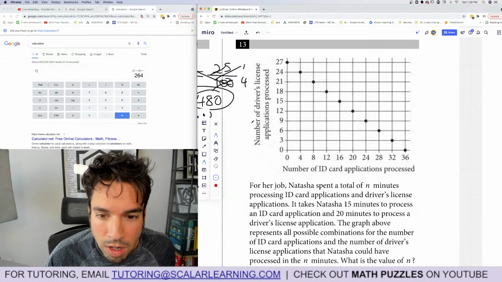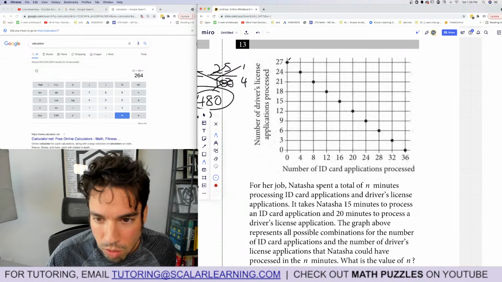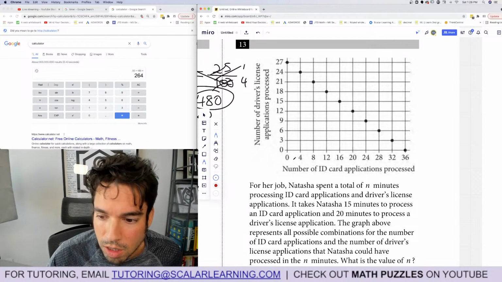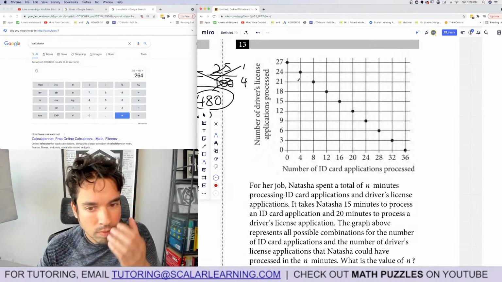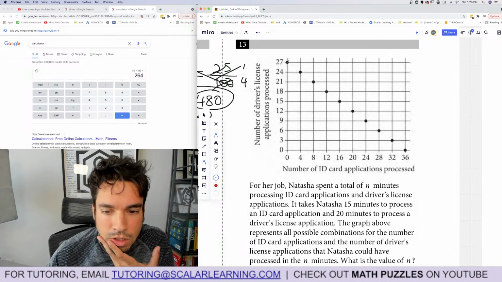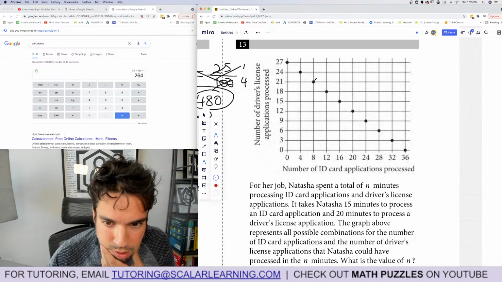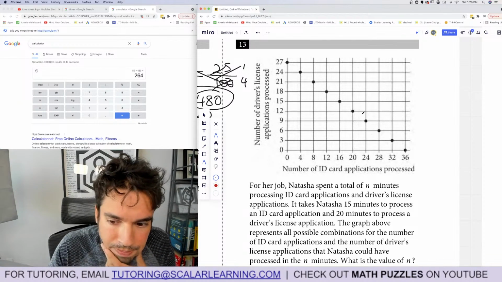Oh, let's look at this first. Number of driver license applications processed, 27, 24, boop, boop, boop, linear. Number of ID card applications processed. So it's like, as these drop, the ID card process drops as well. Okay.